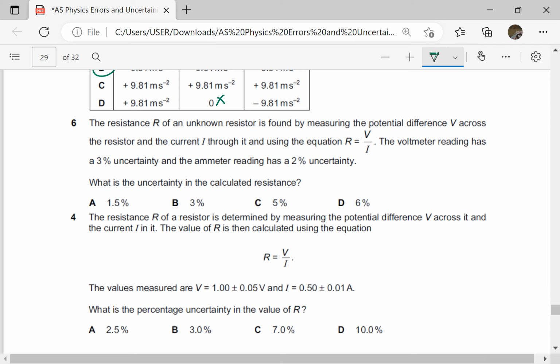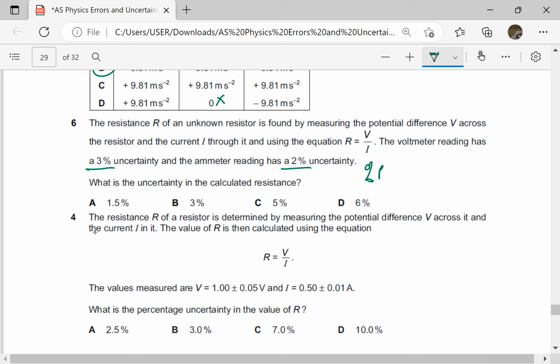The resistance R of a known resistor is found by measuring the PD V across the resistor and the current I through it, and using the equation R is equal to V over I. The voltmeter reading has a 3% uncertainty and the ammeter reading has 2% uncertainty. What is the uncertainty in the calculated resistance?